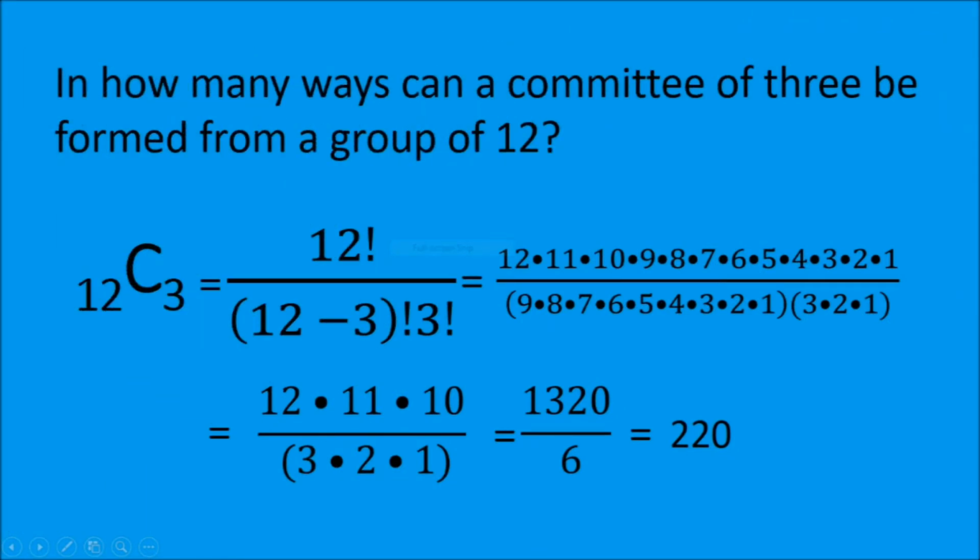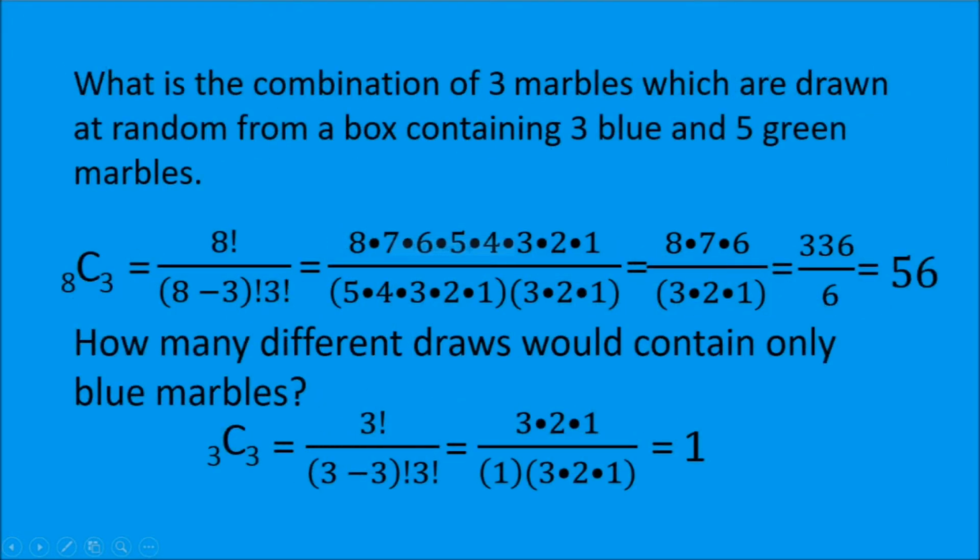Another example is, in how many ways can a committee of 3 be formed from a group of 12? Combination of 3 committee members from a group of 12 is equal to 12 factorial over the difference of 12 and 3 factorial multiplied by 3 factorial. So the 12 factorial is equal to 1320 over 3 factorial, which is 6, and that is equal to 220.